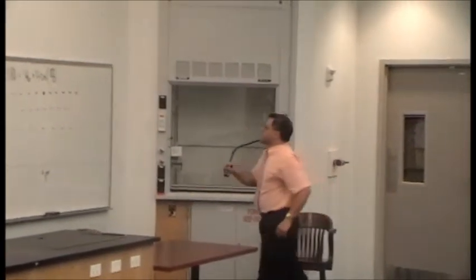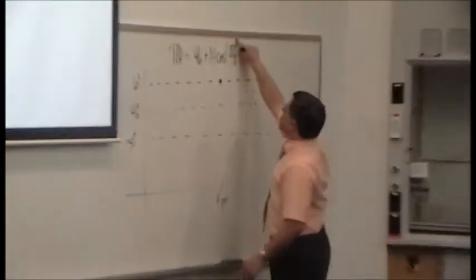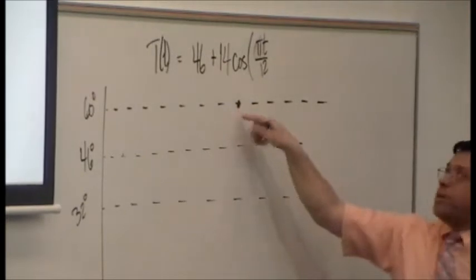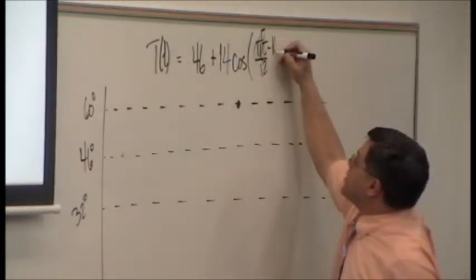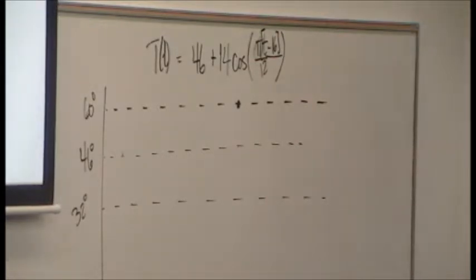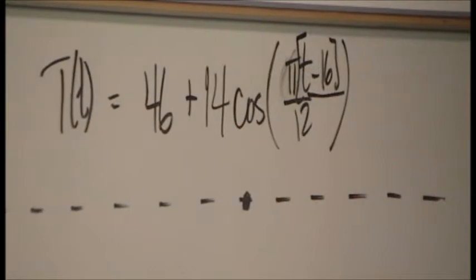One last thing to worry about is the horizontal shift. The peak is starting not at 0, but it's starting at 4 p.m. So I need to write t minus 16 here to account for the fact that the wave starts at 16 as opposed to starting at 0. So with that information in hand, then I can start drawing the picture.